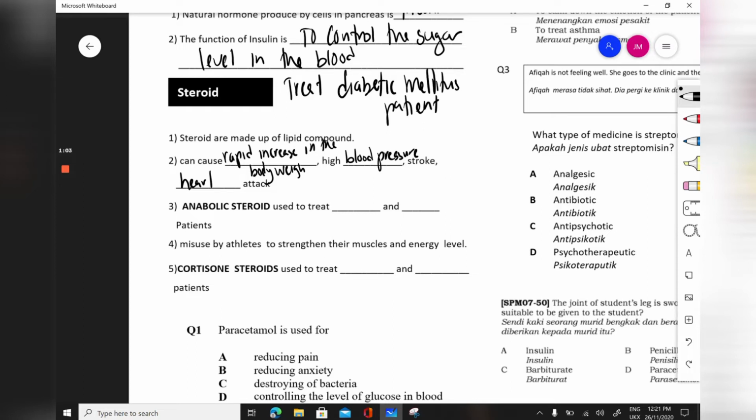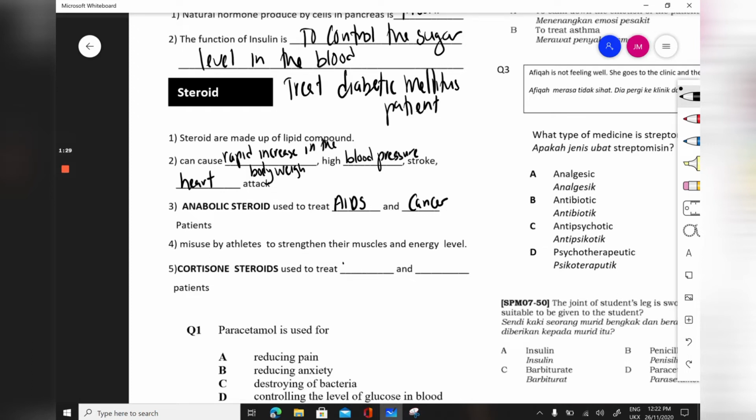An example of a steroid is known as anabolic steroid. This anabolic steroid is used to treat AIDS patients, acquired immunodeficiency syndrome, and also cancer patients, to minimize the pain level of these patients. This steroid is misused by athletes to strengthen their muscles and energy level.